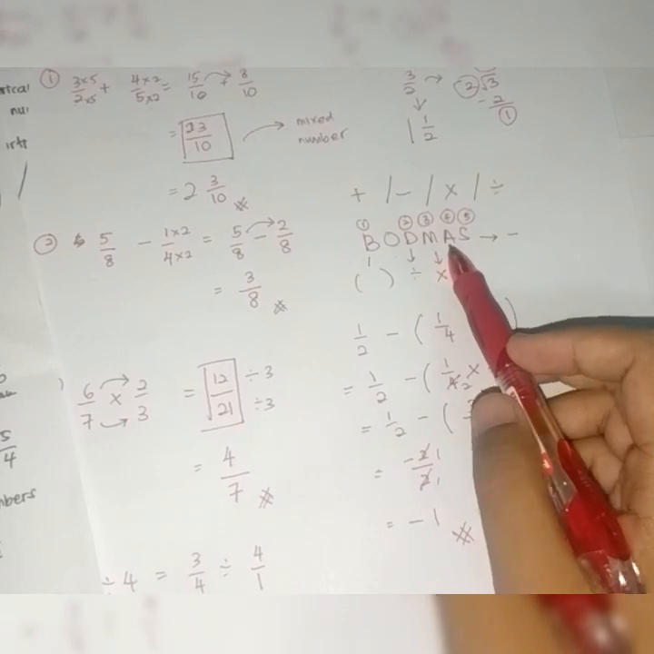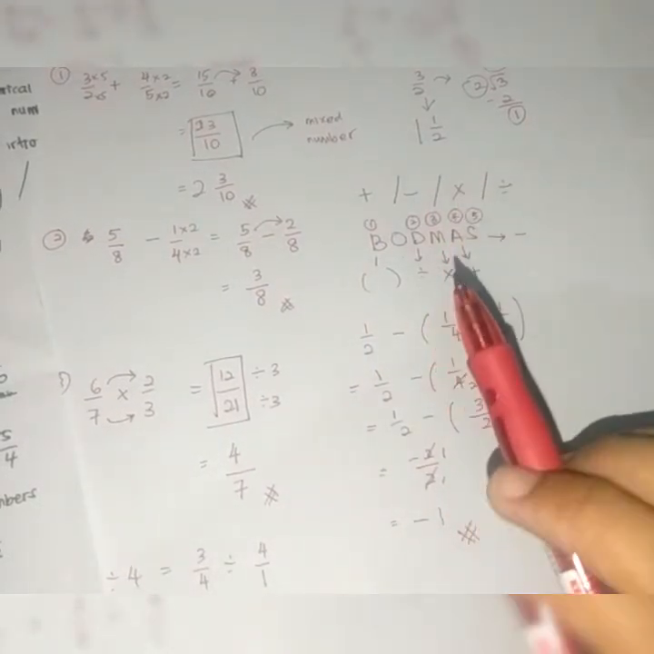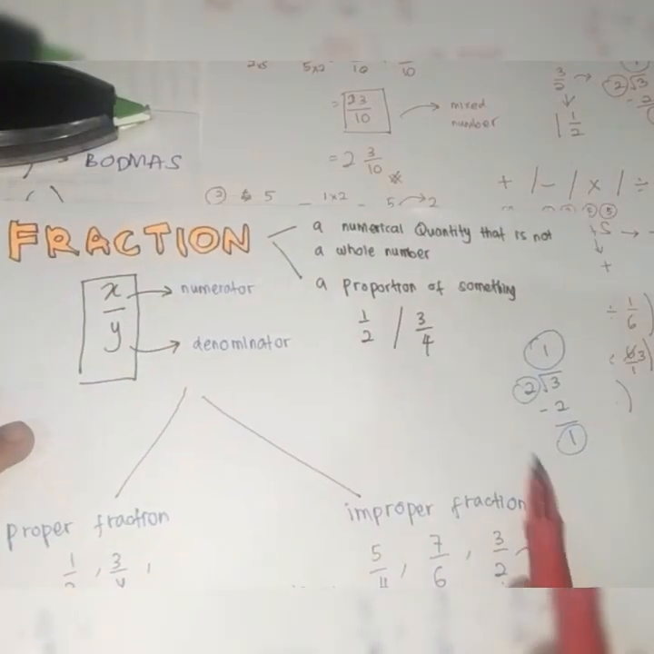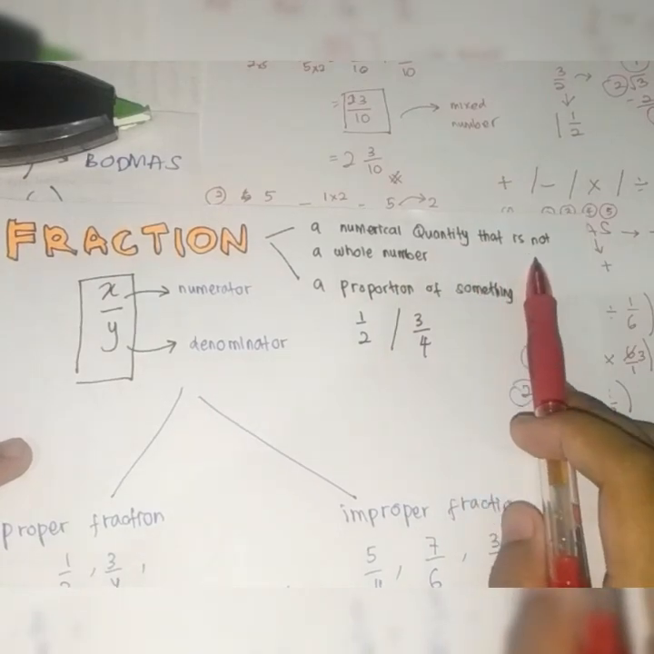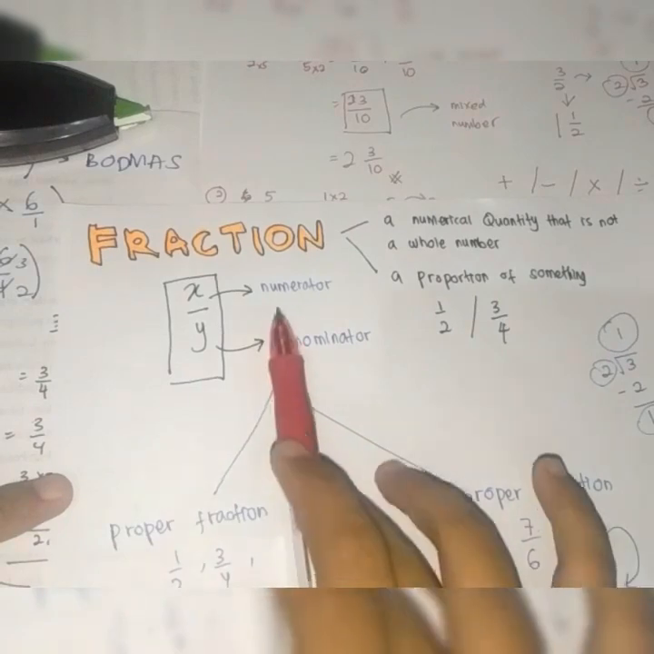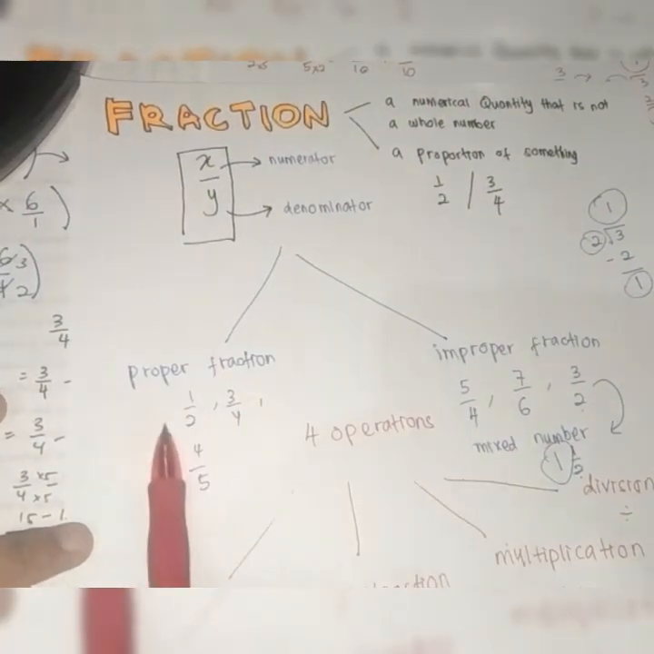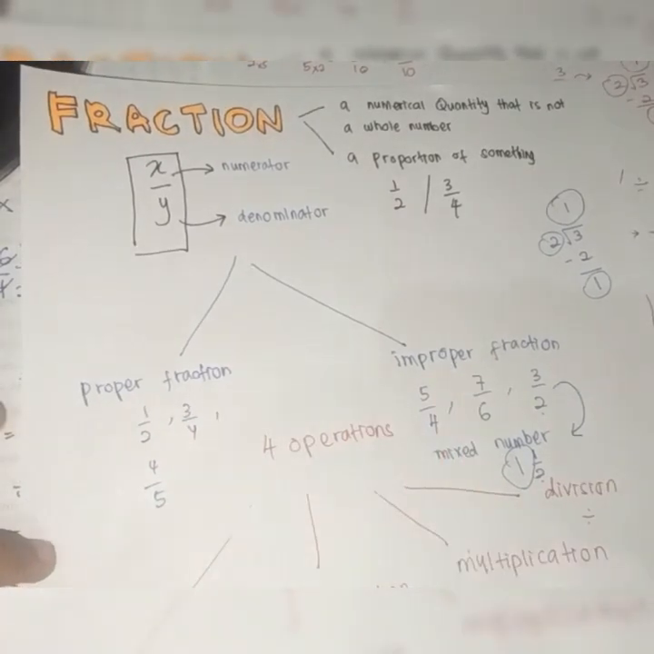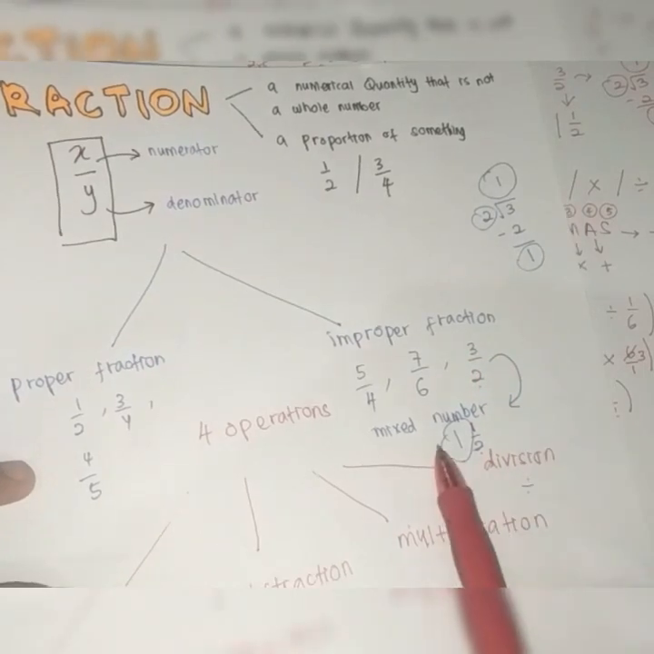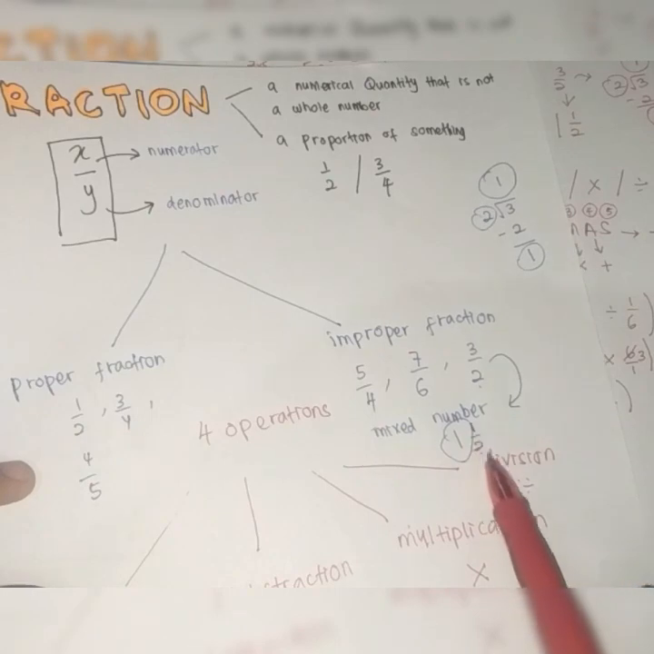Not just in fractions, but in other questions that are related to mixed operations of numbers. Let me repeat again about fractions. What is a fraction? A fraction is a numerical quantity that is not a whole number, which is a proportion of something. In a fraction, we have numerator and denominator. A fraction can be divided into two, which is proper fraction and improper fraction. For an improper fraction, we can also change it into a mixed number. For example, 3 over 2 can be changed into 1 and 1 over 2.